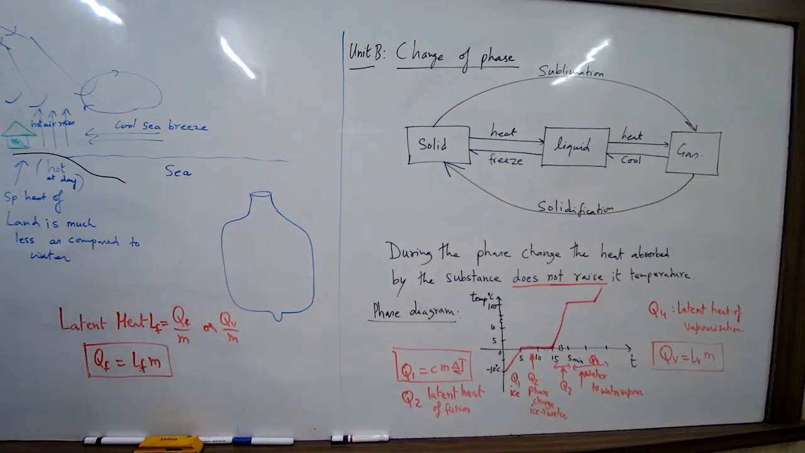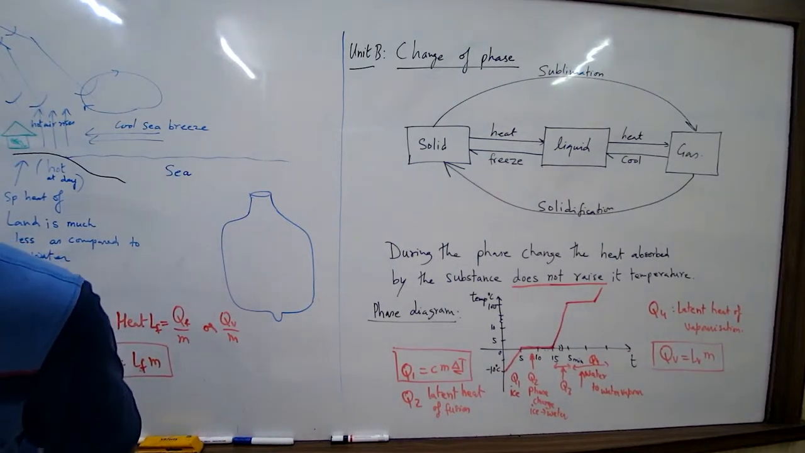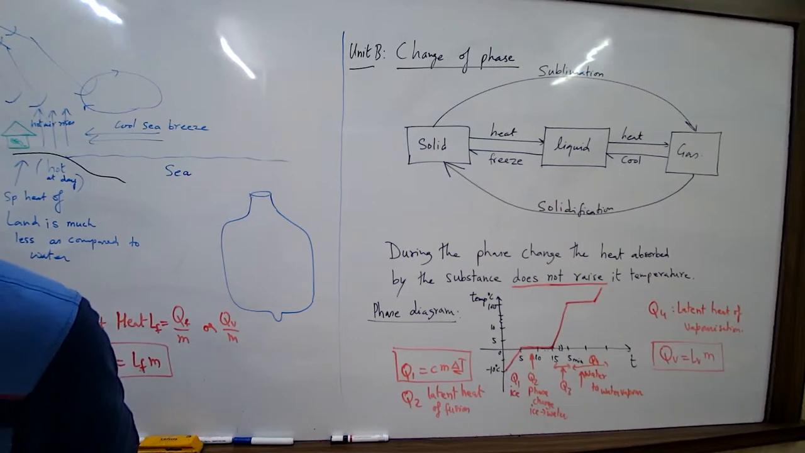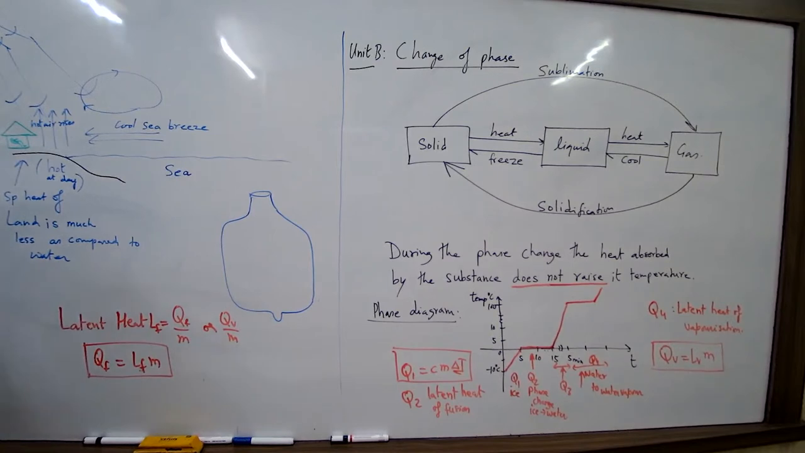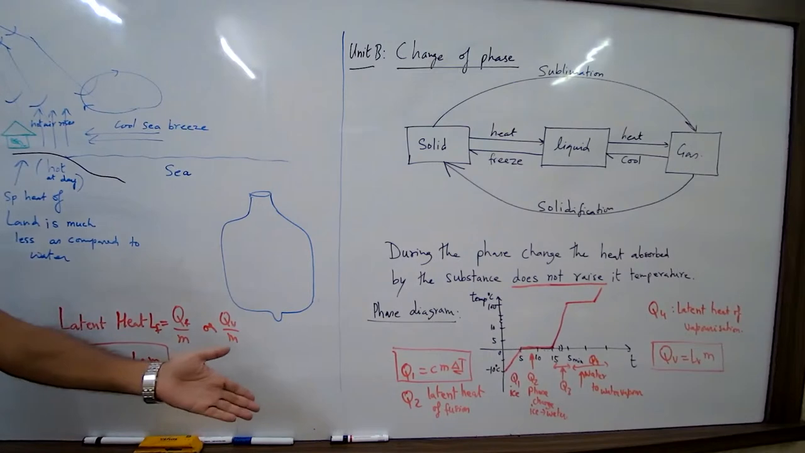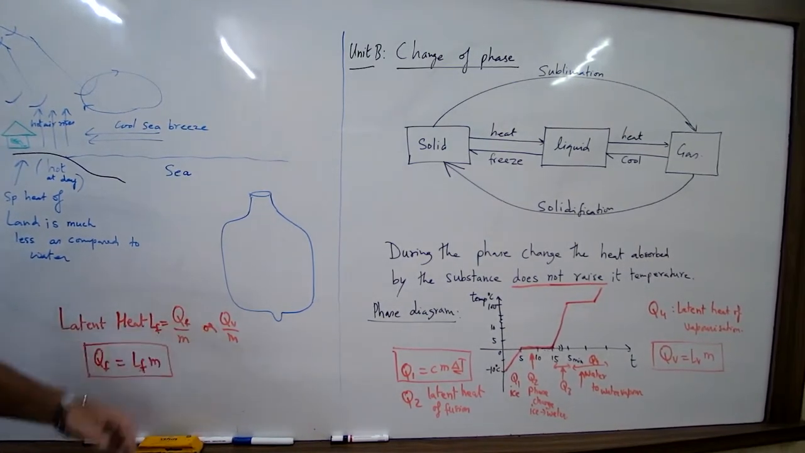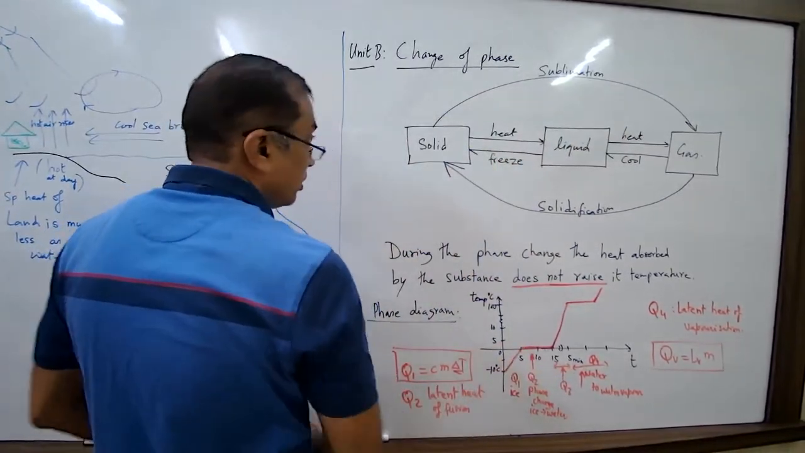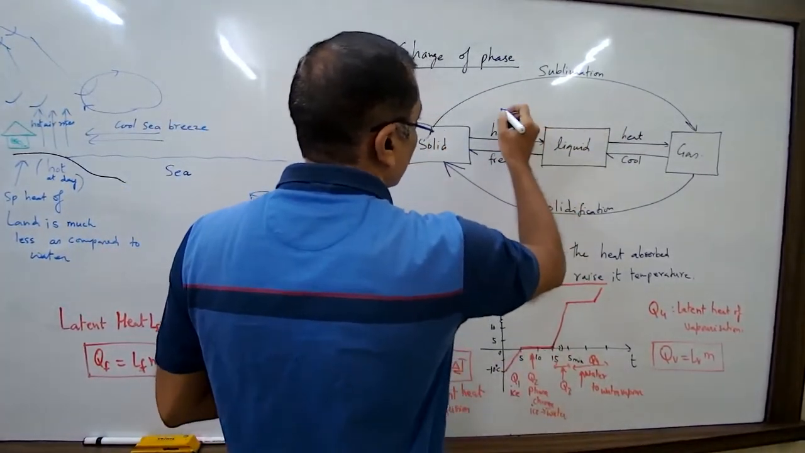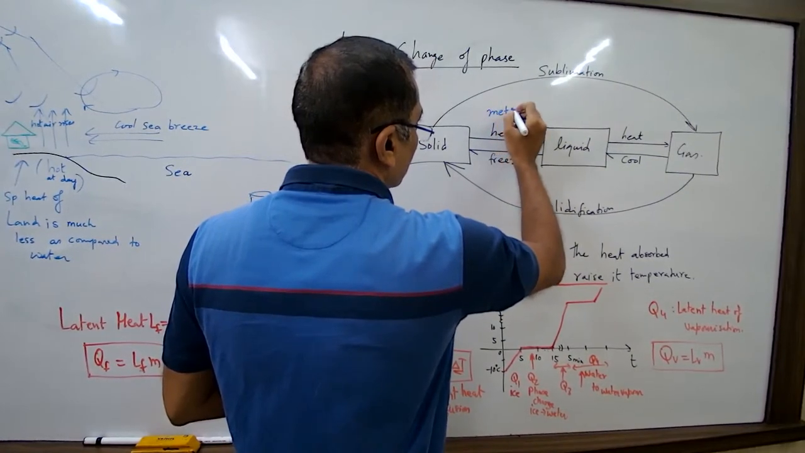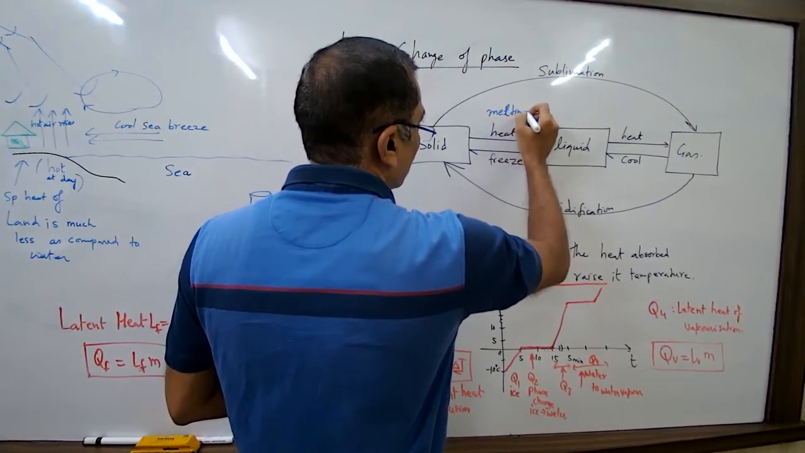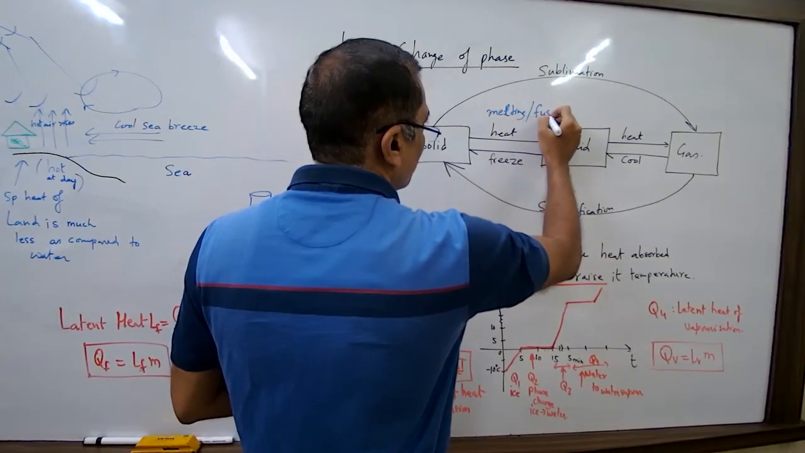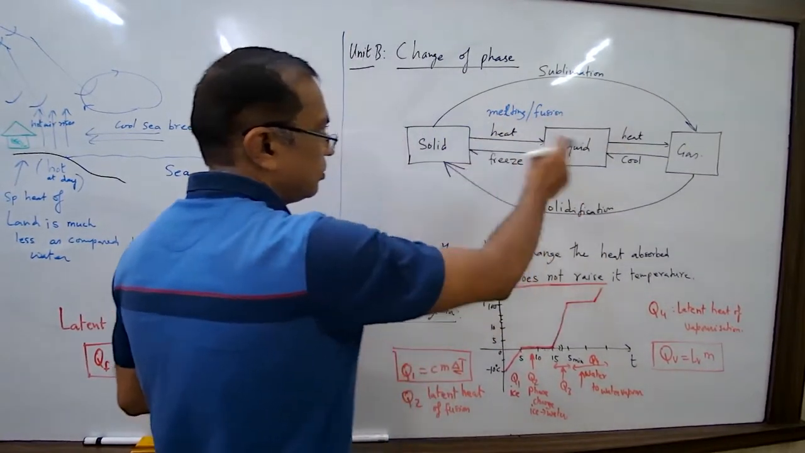So we have two types of latent heat. Clear? Right? So what is the general formula for latent heat? L is equal to Q by m, for either vaporization or fusion. So when you go from solid to liquid, you call it melting or fusion.